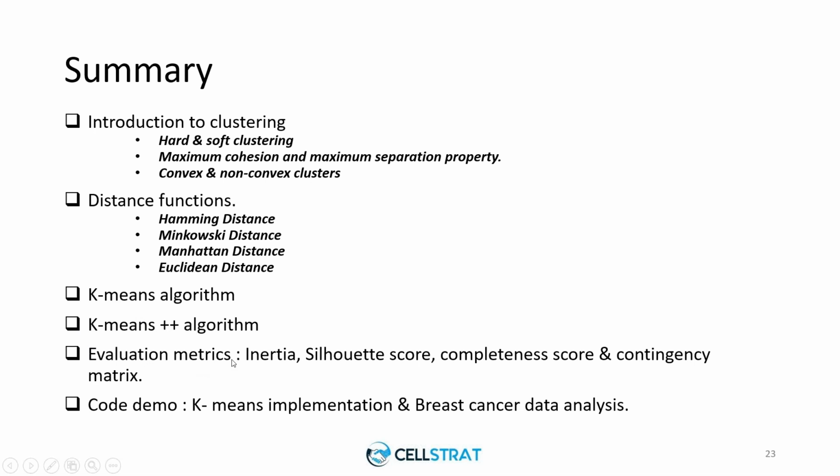And we also saw the various evaluation metrics with which you can confirm whether the clustering, whatever we have done, is good enough or not. So out of that, inertia and silhouette score are your internal indices, evaluation metrics, and completeness score and contingency matrix are your external indices, where you need a y true to calculate these evaluation metrics.